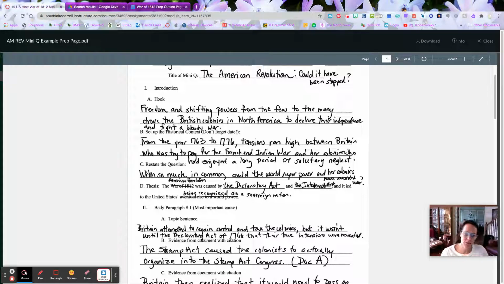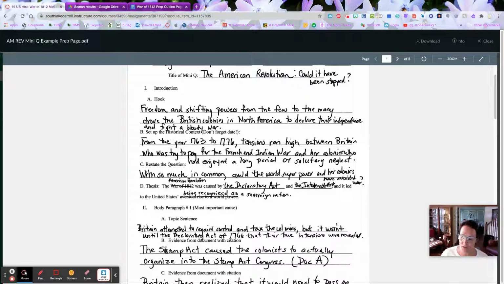And then I'm going to do my thesis. You can see me crossing out the stuff so it's relevant to what I'm writing about. But you're going to want to put the thing that you thought was the most important cause of the War of 1812 in this first blank, and then the second most important cause of the War of 1812 in this blank. And then the rest of your thesis is to the United States' eventual rise to the superpower. So then you're finished with getting ready to write your introduction.